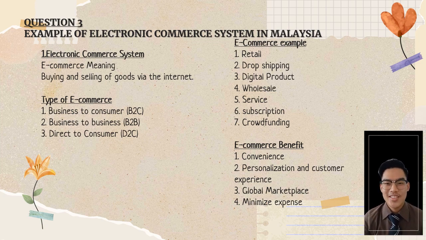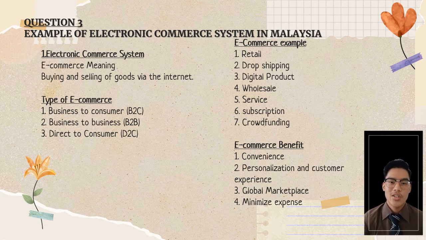Next, these are the three types of e-commerce in Malaysia. First, business to consumer or B2C. B2C e-commerce is the most popular e-commerce model. Business to consumer means that the sale is taking place between a business and a consumer, like when you buy a rug from an online retailer.